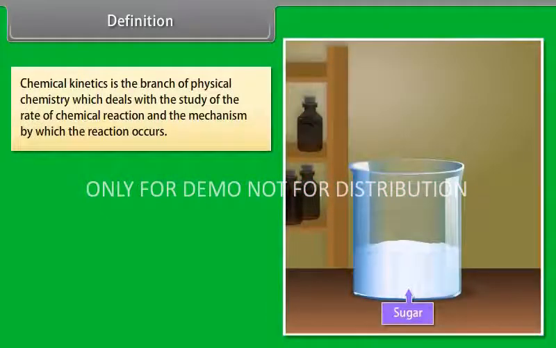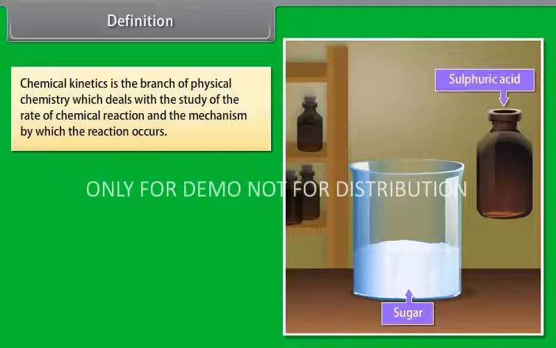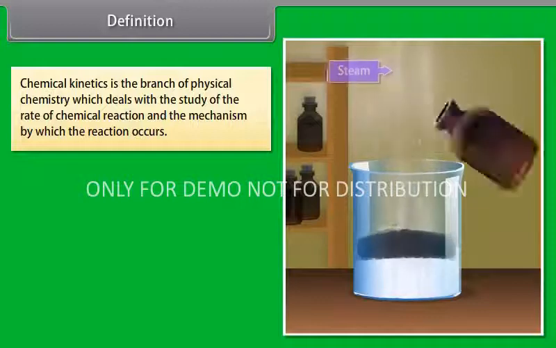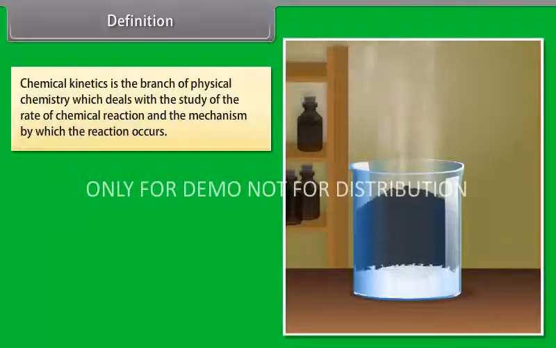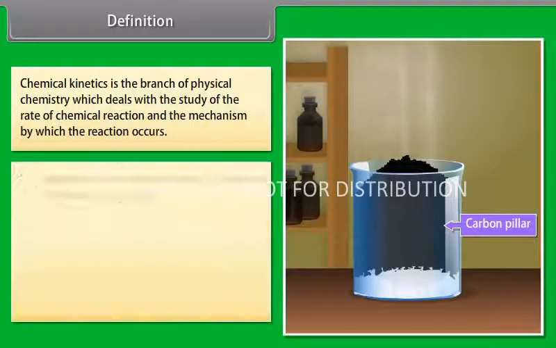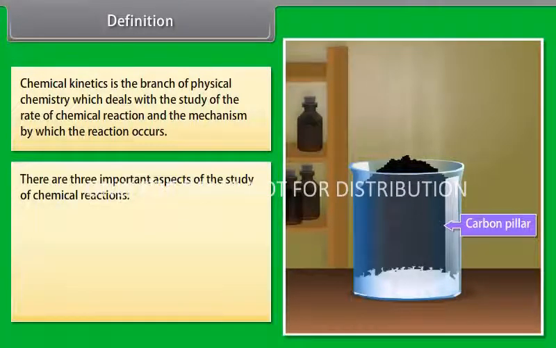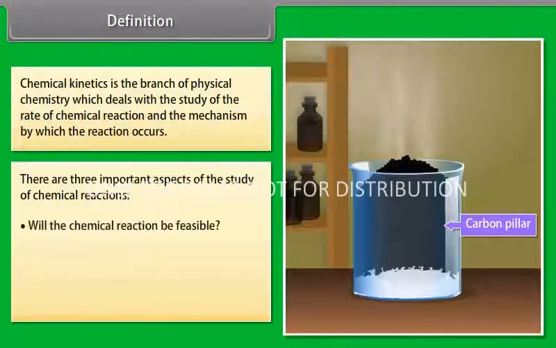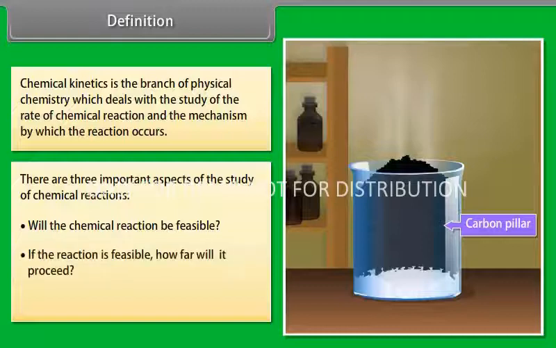Definition. Chemical kinetics is the branch of physical chemistry which deals with the study of the rate of chemical reaction and the mechanism by which the reactions occur. There are three important aspects of the study of chemical reactions. Will the chemical reaction be feasible? If the reaction is feasible, how far will it proceed? How fast would a reaction occur?